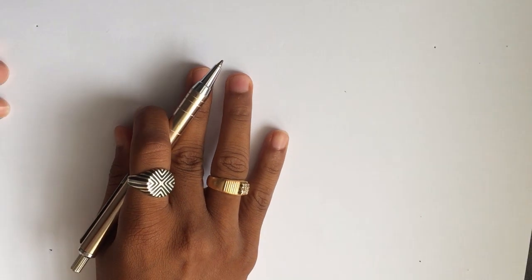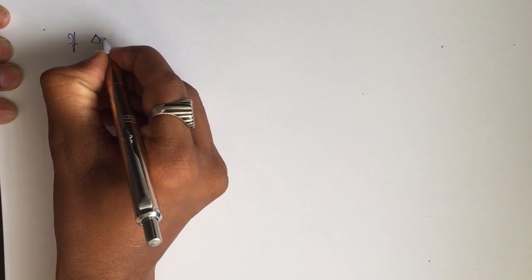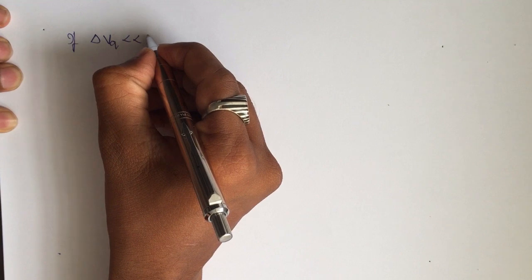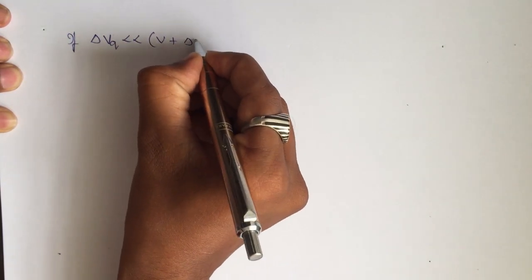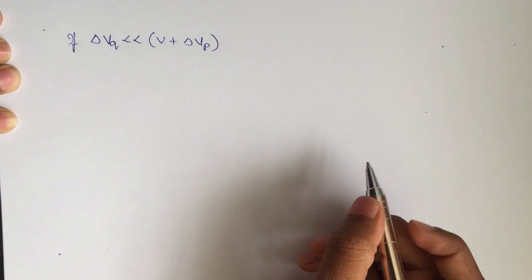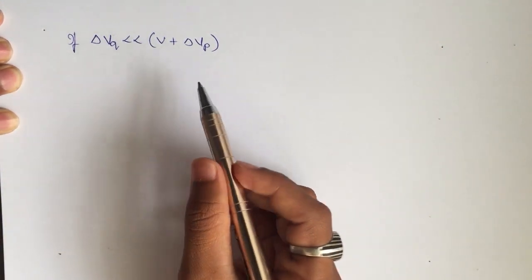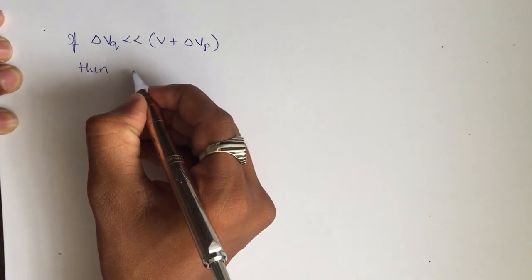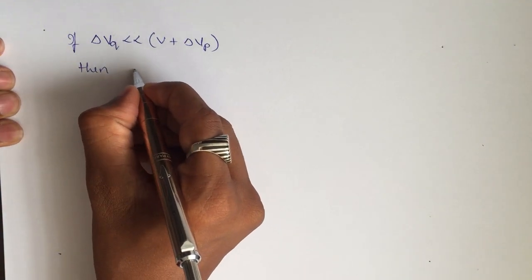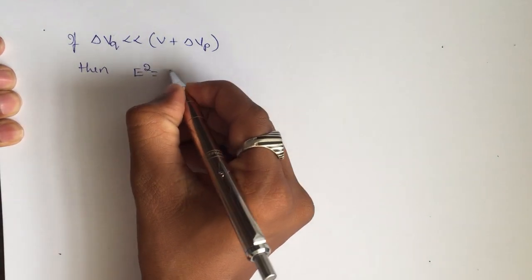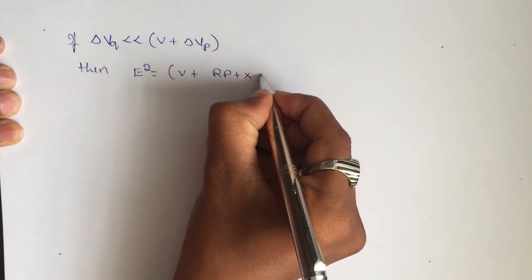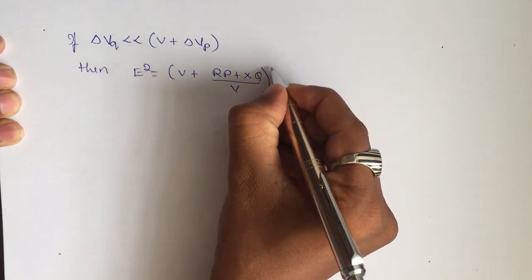If delta VQ is very much smaller than V plus delta VP, we are assuming that, then the equation becomes E square is equal to V plus R into P plus X into Q, whole divided by V whole square.